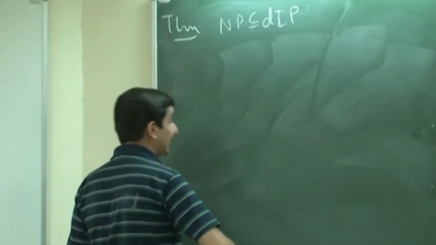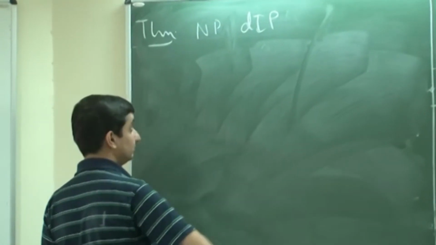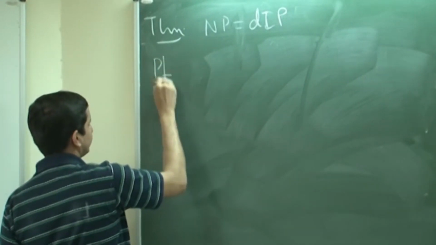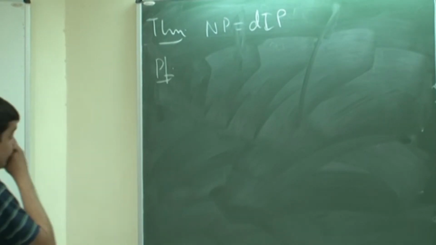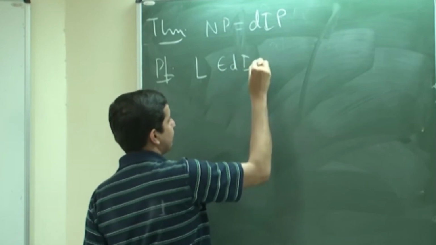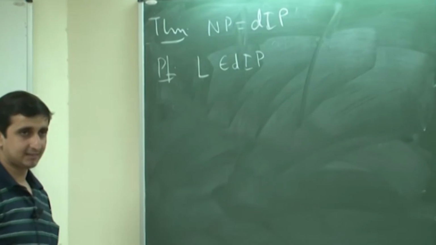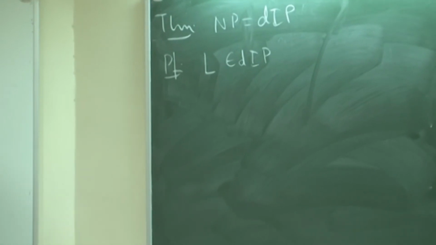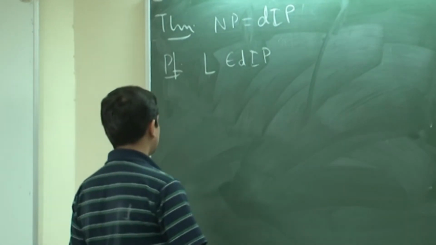So, as it turns out, these two classes are actually the same, and the proof is not very difficult. So, how do we prove it? Let us pick a language in DIP. We need to give it an NP definition. That is, we need to give a construction of a certificate. So, what should the certificate be? Right.